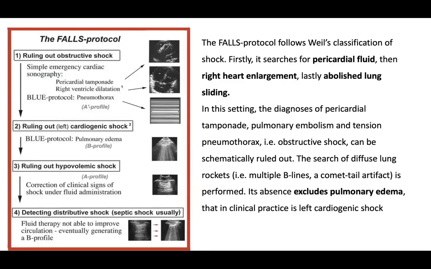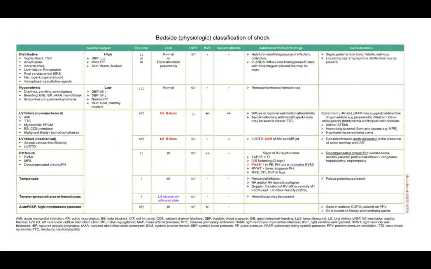The FALLS protocol also follows Weil's classification of shock. So in ruling out, it searches for the pericardial fluid, then for the right heart enlargement, and lastly, the abolished lung sliding. So both this BLUE protocol and FALLS protocol are very useful. And if you follow the steps of the FALLS protocol, you can rule out obstructive shock, then rule out cardiogenic shock, then rule out hypovolemic shock, and detect distributive shock. So this excludes pulmonary edema, that in clinical practice is left cardiogenic shock. So both of these are very useful in the setting of shock to understand and implement proper management.